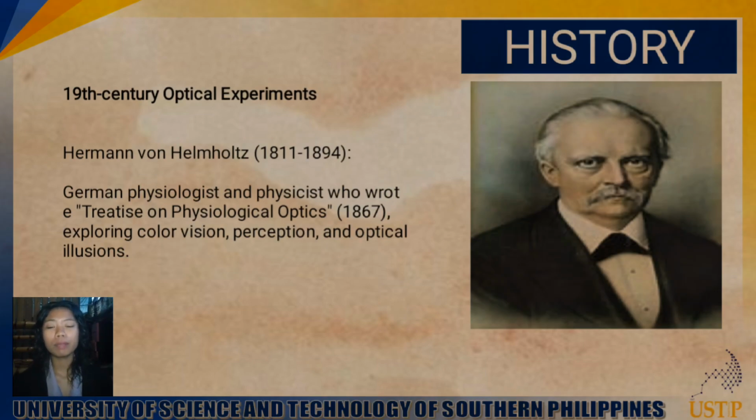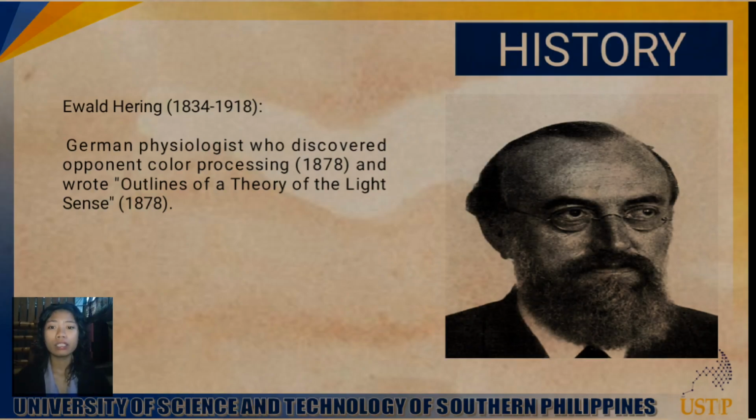This is Hermann von Helmholtz, a German psychologist and physicist who wrote treatises on physiological optics. During 1867, he explored color vision, perception, and optical illusion. The second scientist is Ewald Hering. He is the German psychologist who discovered optical color processing during 1878 and wrote the outlines of a theory of the light sense in 1878.